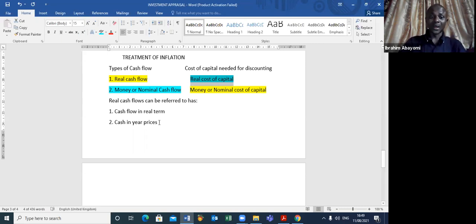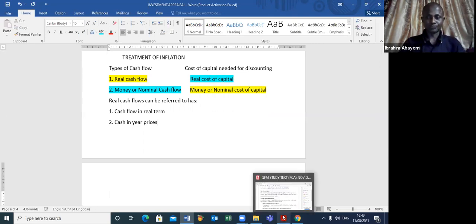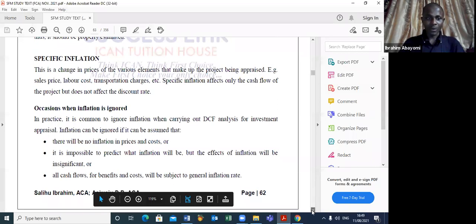Now, the question you will ask me, when I say it's either you convert real cash flow to money cash flow or convert money cost of capital to real cost of capital. You now ask me, how do we do this? How do we convert? Let's go back to our note.